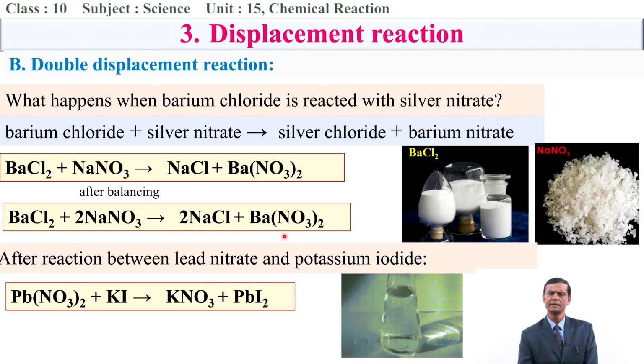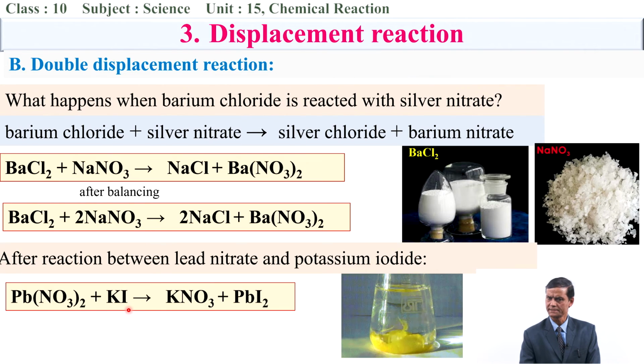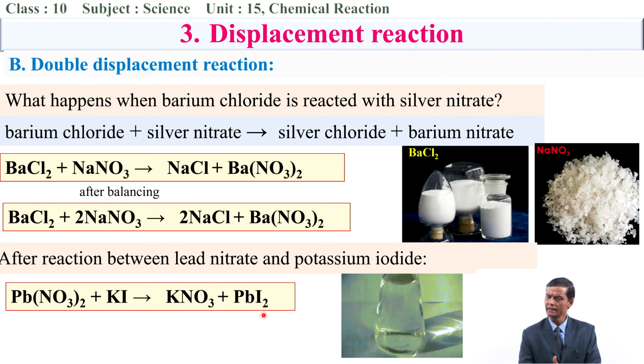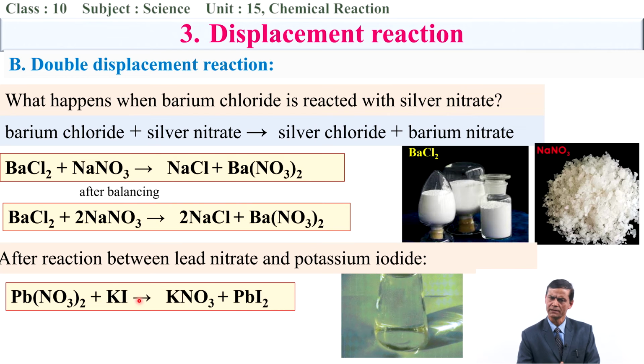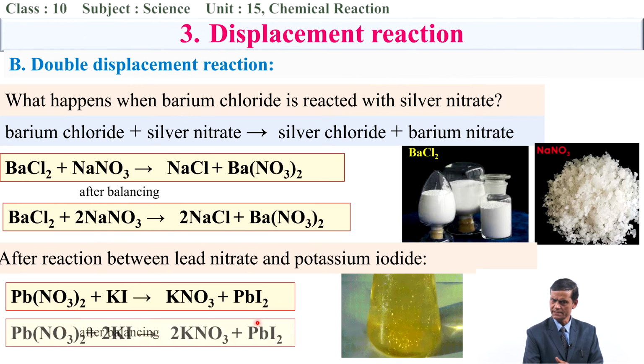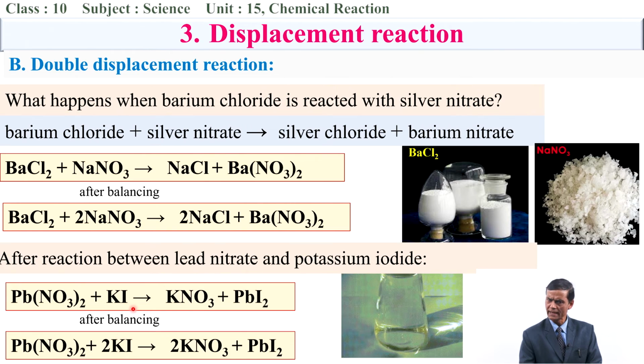After the reaction between lead nitrate and potassium iodide, look at it. Lead nitrate and potassium iodide, when they react, it gives what? Potassium nitrate and lead iodide. Look here, lead iodide and potassium nitrate, the equation is not balanced. Look, nitrate is double here but single there, iodine is single here and double there. So how to balance it? Yes, let's balance it. The equation is balanced like this: Pb(NO3)2 plus 2KI, we have to balance it, 2KNO3 plus PbI2.